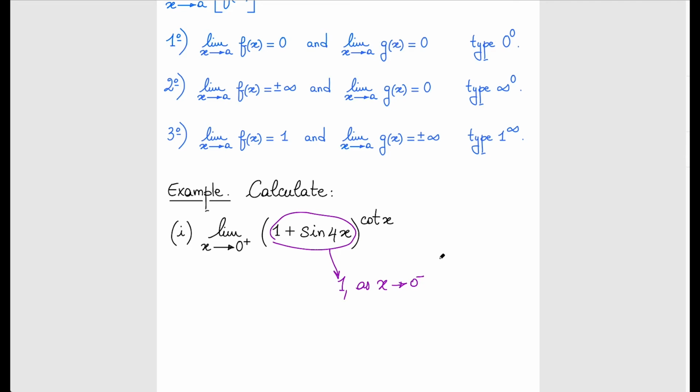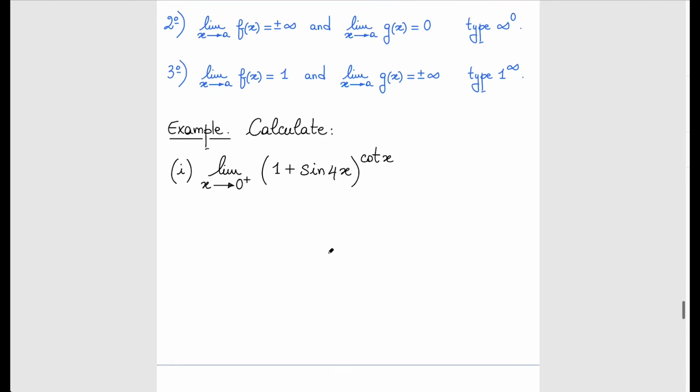Alright, so let's see how we can handle this. This is indeterminate of type 1 to the power infinity. Well, what can we say about the base, the 1 plus sine 4x function? As x is approaching 0 from the right, sine 4x is going to be positive, right? And as such, the whole thing is going to become positive. We know that this is going to go to 1, but the point I'm making is that it's positive for sure.